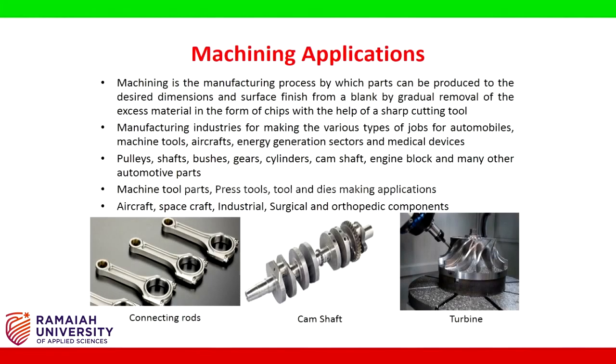Machining applications. Machining is a manufacturing process by which parts can be produced to the desired dimensions and surface finish from a blank by gradual removal of excess material in the form of chips with the help of a sharp cutting tool. Manufacturing industries make various types of jobs for automobiles, machine tools, aircrafts, energy generation sectors, and medical devices. Pulleys, shafts, bushes, gears, cylinders, camshaft, engine block, and many other automobile parts. Machine tool parts, press tools, tool and die making applications, aircraft, spacecraft, industrial, surgical, and orthopedic components.